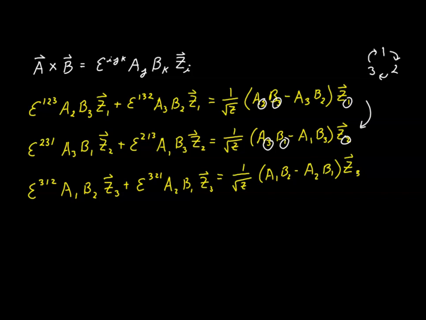2 becomes 3, 3 becomes 1, and 1 becomes 2. So by simply writing down the first term up here, I can get the other two terms by inspection, just by permuting the indexes the way you see here. So that means I only have to remember this expression.